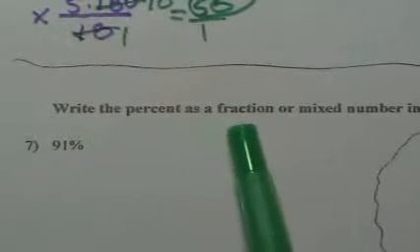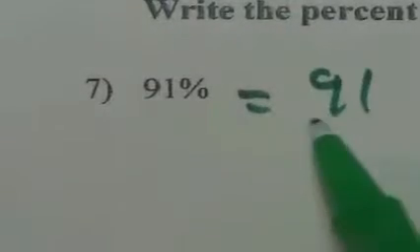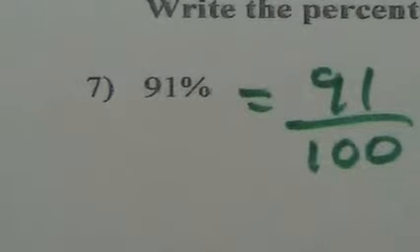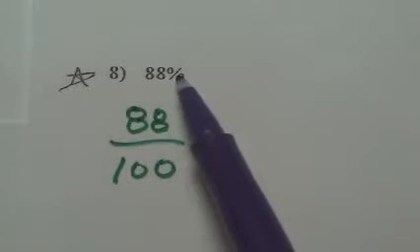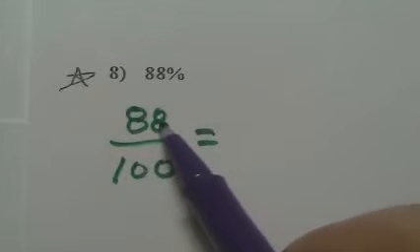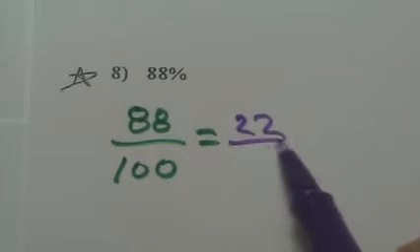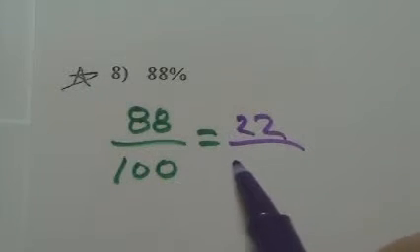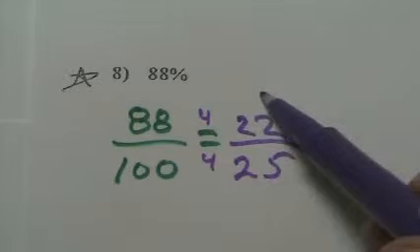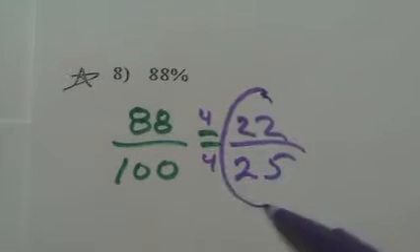Number 7 says write the percent as a fraction or a mixed number in simplest form. Number 7, 91%. That's 91 hundredths. 91 out of 100. And 88%, percent means out of 100. So that's 88 out of 100. 4 will go into both of these. I'll try that. 4 goes into 88 22 times. 4 goes into 100 25 times. So I use the number 4. And that cannot be reduced. That is it.